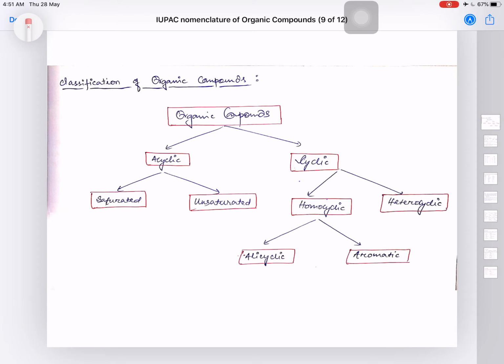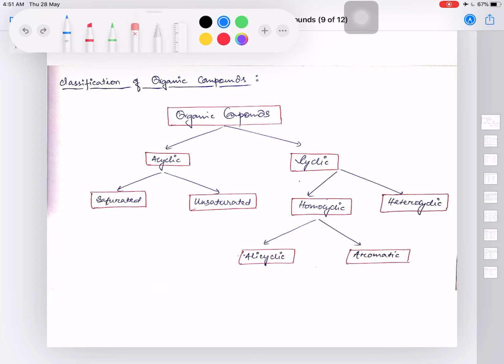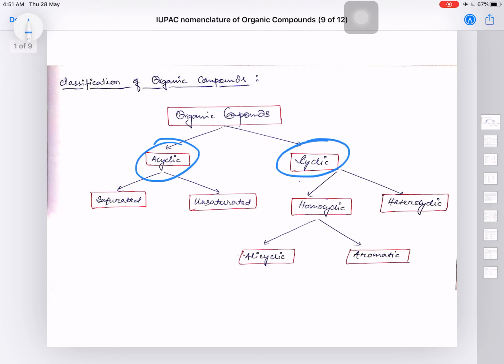Hello students, in this video we are going to start our organic chemistry. So let us discuss some basics about organic compounds. Organic compounds are basically of two types: one is acyclic and the second one is cyclic. Acyclic is nothing but open chain compounds, and cyclic means closed chain compounds. Acyclic compounds are further subdivided into saturated and unsaturated.